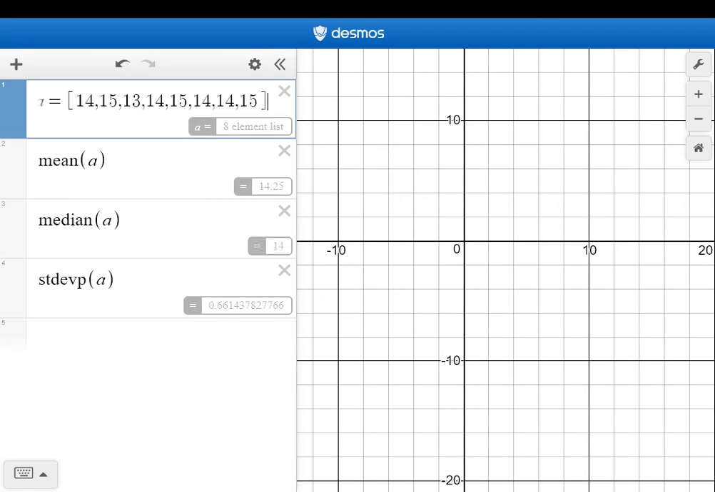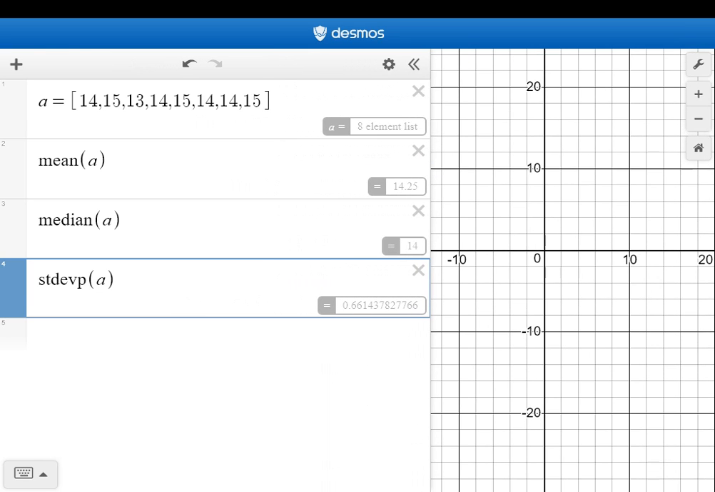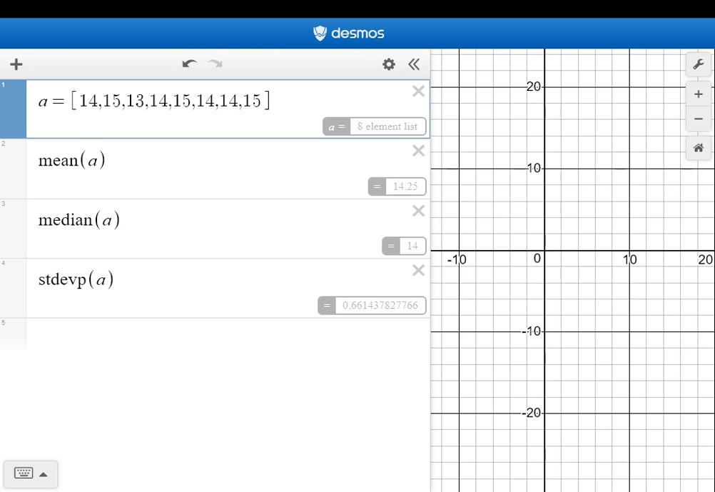So now that we've got our measures here, you can keep those present on the left-hand side. And really what we want to do is ask ourselves, how do these values change when I add new numbers to my list? So it's probably a good idea to write down that the mean is 14.25, the median is 14, and the standard deviation is 0.6, and then watch how they change when you add a new number.